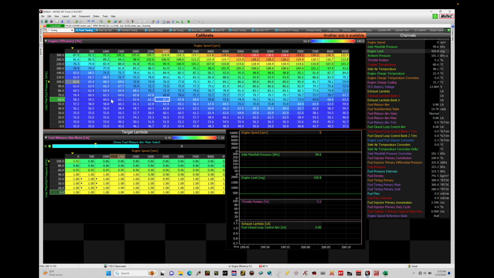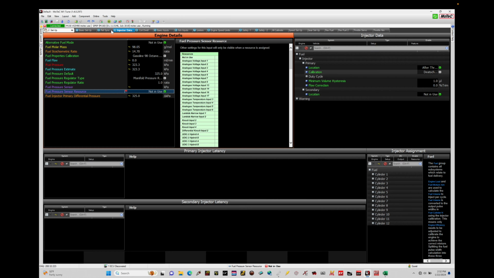So let's jump in here and take a look at our injector data programming window, and we'll talk about what we have going on here, understanding how the reference flow, fuel pressure, as well as our latency all interrelate and how it can throw off our actual VE values in here. So we're going to move from our tuning window and jump into setup and move over here to our third window, injector data. And here we find that we have our injector data programming.